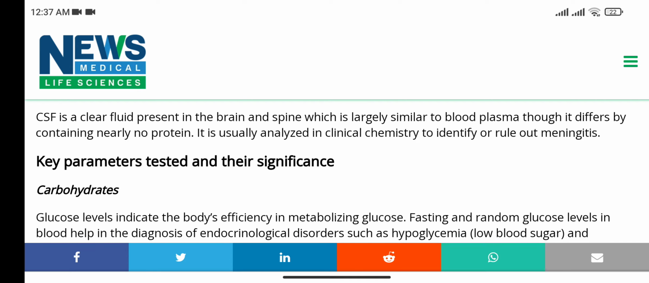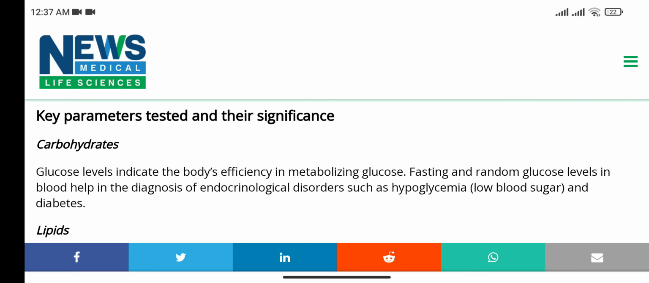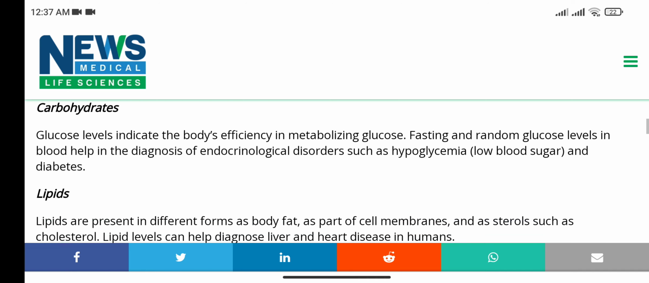Key parameters tested and their significance. Carbohydrates. Glucose levels indicate the body's efficiency in metabolizing glucose. Fasting and random glucose levels in blood help in the diagnosis of endocrinological disorders such as hypoglycemia and diabetes.